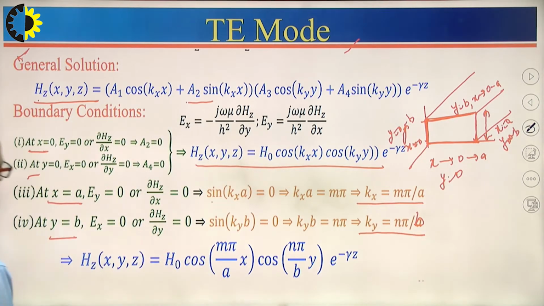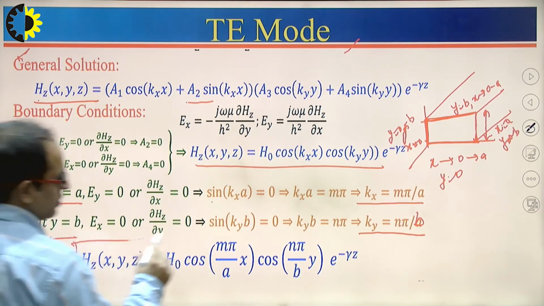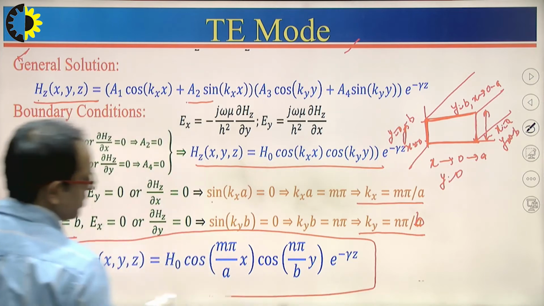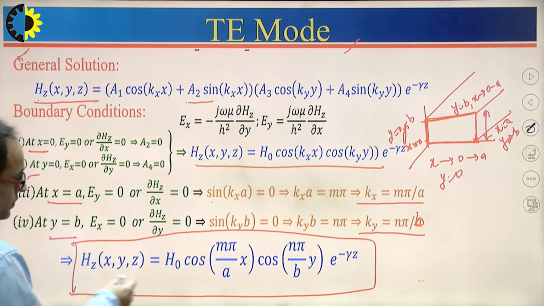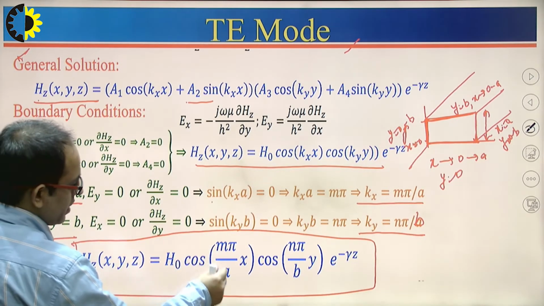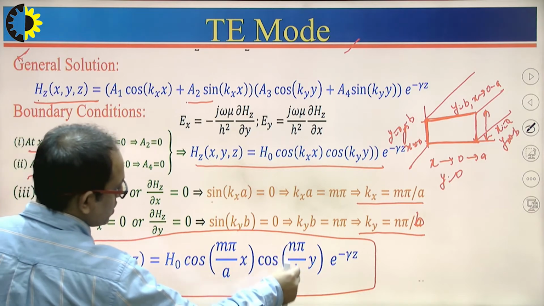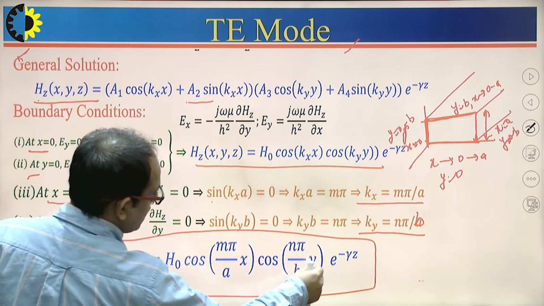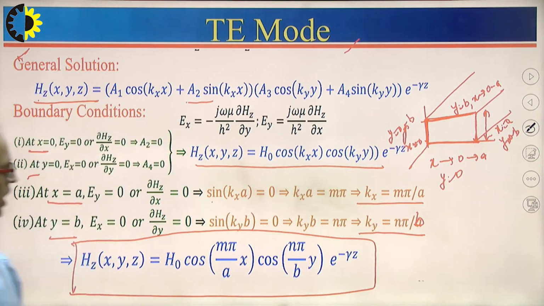Clear? So therefore, this equation comes out to be this one: Hz equals H naught cos of m pi by a x into cos of n pi by b y, multiplied by e to the power minus gamma z. Now put the value of Hz.